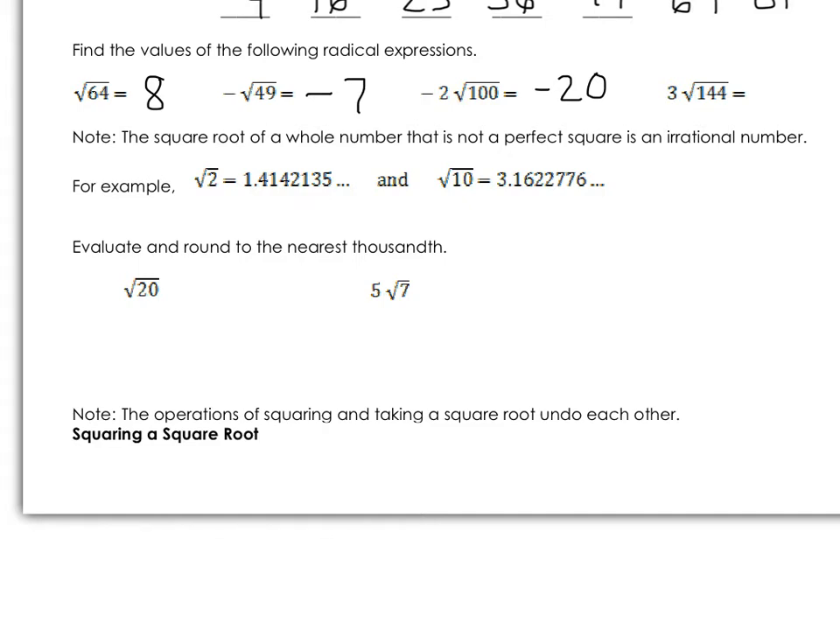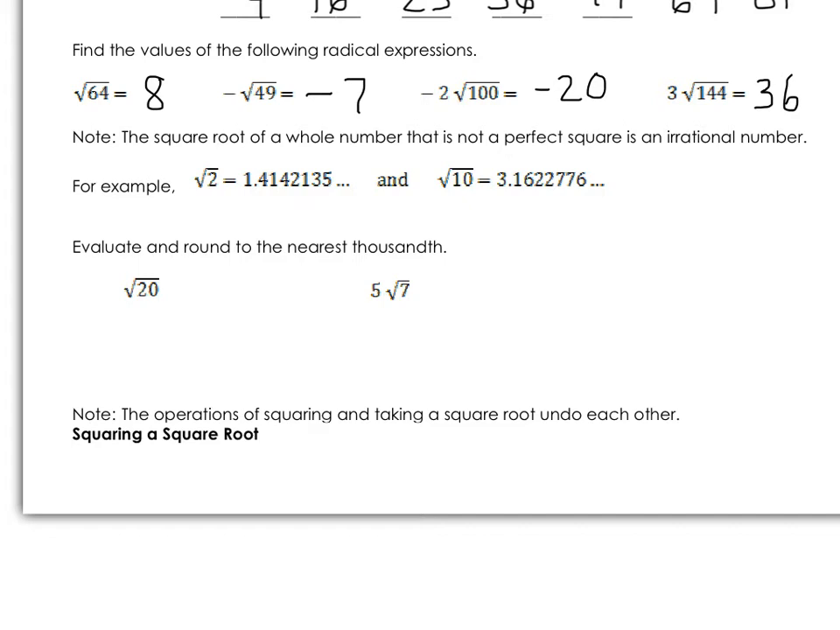3 times the square root of 144. What's the square root of 144? Your calculator has a radical button, so for most calculators, you press second and then the square root, and the square root of 144 will get you 12. 3 times 12, 36. Try that with your calculator and see if you can make it work.